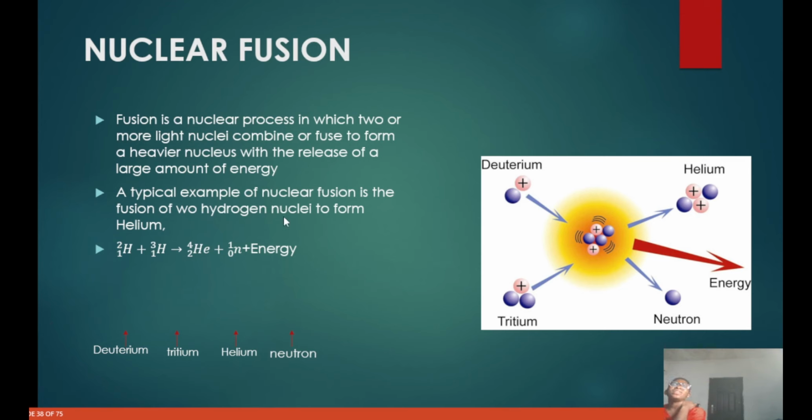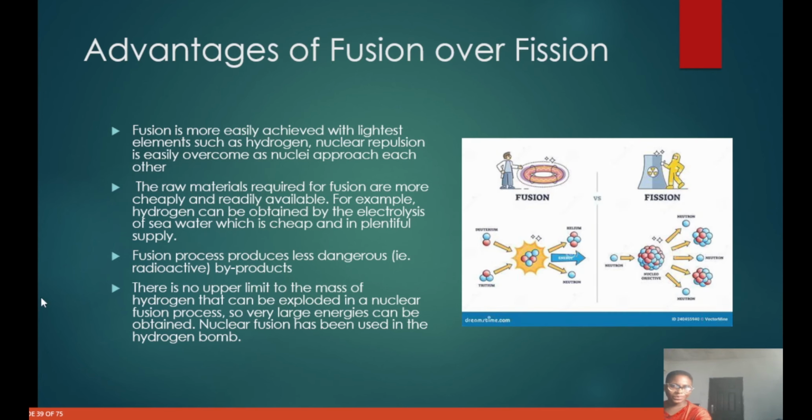There is always release of energy. We can say two isotopes of hydrogen coming together to form what? Helium. And there is the release of energy. So we have the deuterium, we have the tritium, we have the helium, and we have the neutron. Fusion is a nuclear process in which two or more light nuclei combine or fuse to form a heavy nucleus with the release of a large amount of energy. A typical example of nuclear fusion is the fusion of two hydrogen nuclei to form helium. And that's what we've seen here.